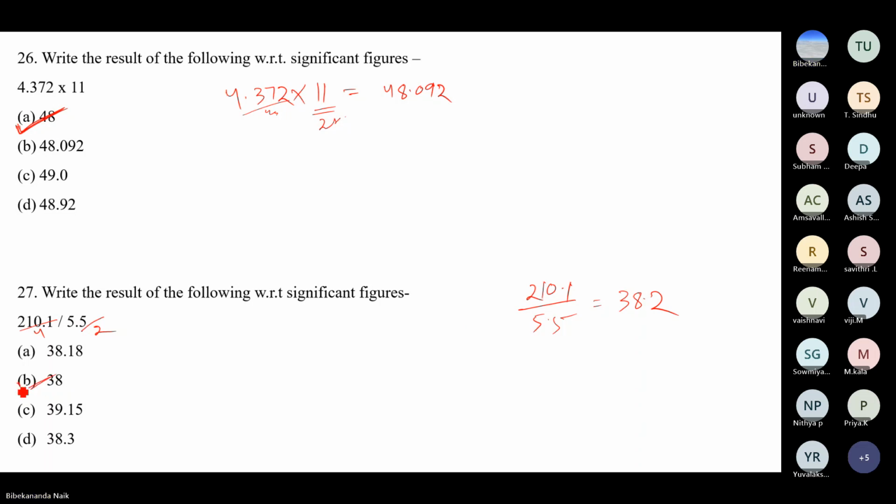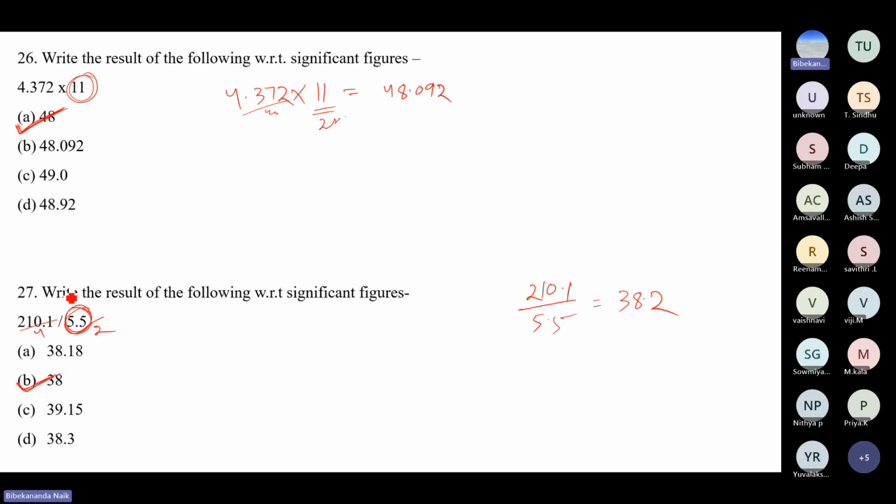So in question number 27, it will be 38, and in question number 26, it will be 48, because here 11 has only two significant figures, and here 5.5 has only two significant figures, because both are decimal numbers and contain the least number of significant figures, and the least number of significant figures in this case is 2. So in 5.5 there are two significant figures, so our result should contain two significant figures.